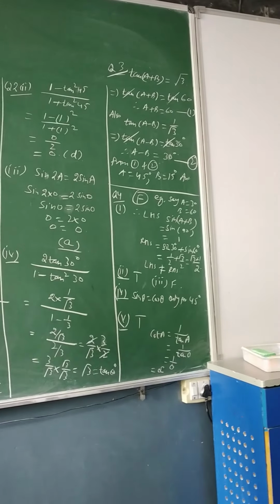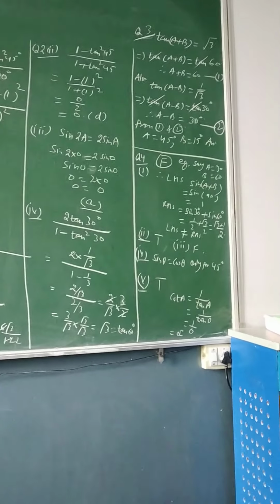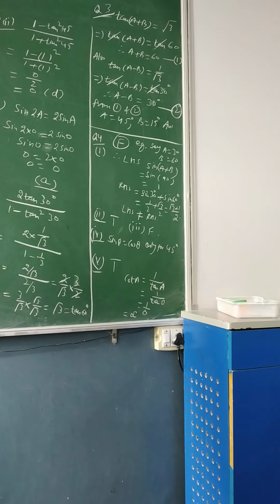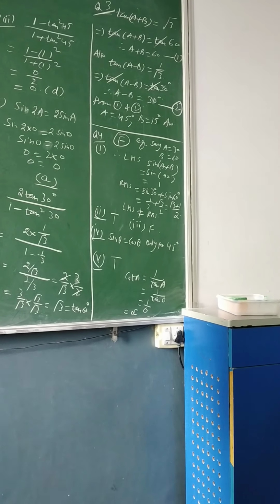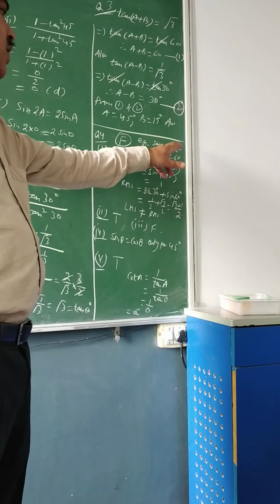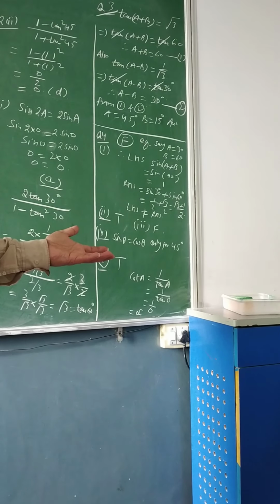Then question number 4 again is related to true and false. Your first part is sin(A plus B) is equal to sin A plus sin B. You have to prove. So that is false. When I am talking about the left hand side, say I have taken A is equal to 30 and B is equal to 60. You can choose different angles also.